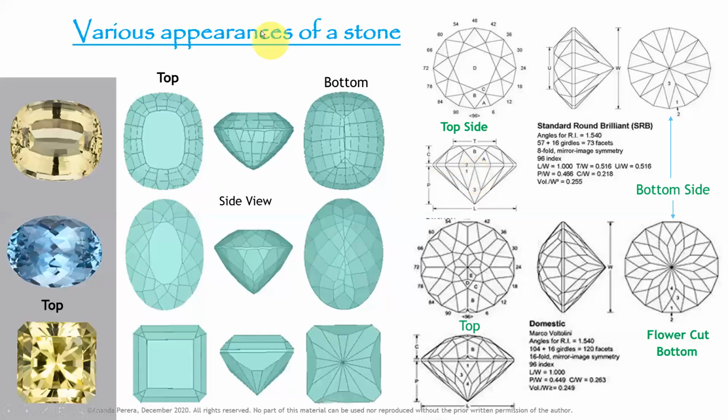Various appearances of a stone. This is the top. Side view. Bottom view. Oval: top, bottom, and the middle is side view. Top, bottom, side view. Top side, bottom side. This is side. Angles are given.